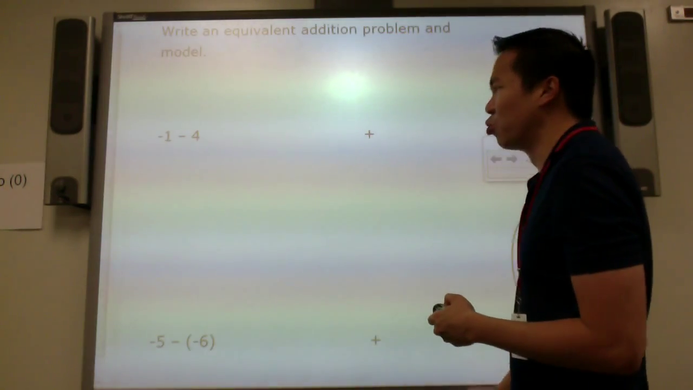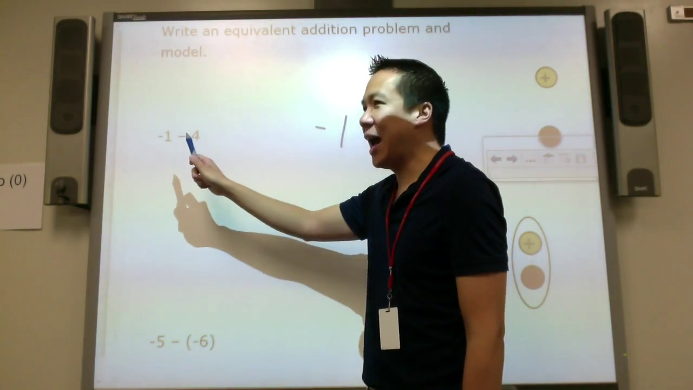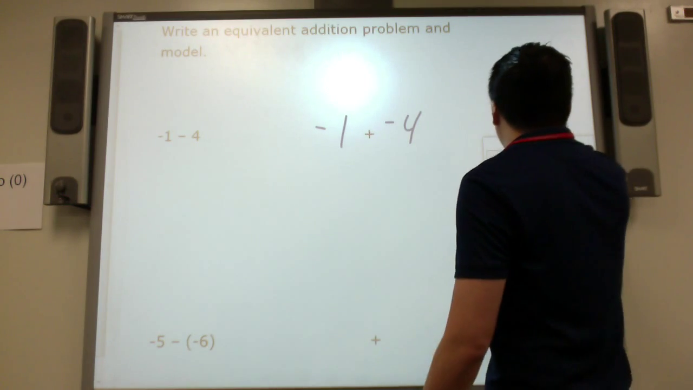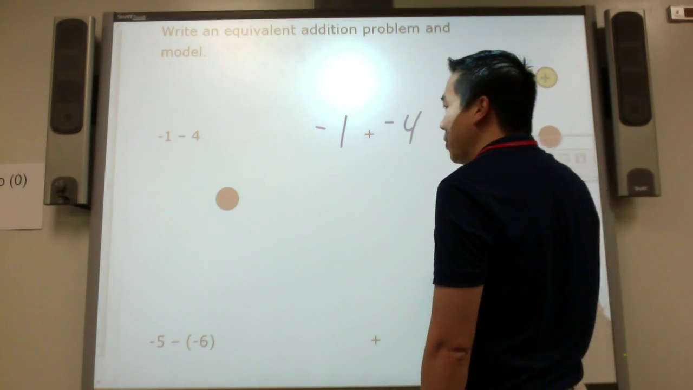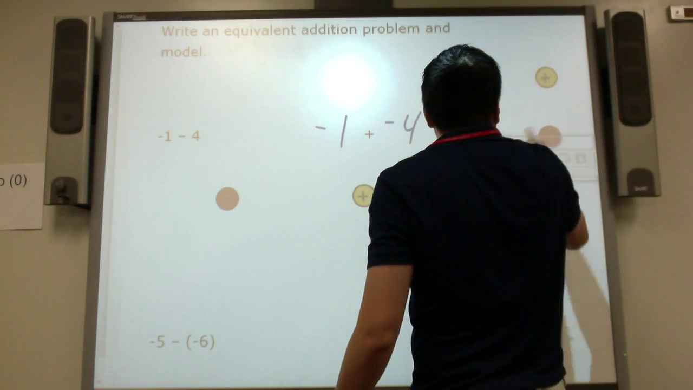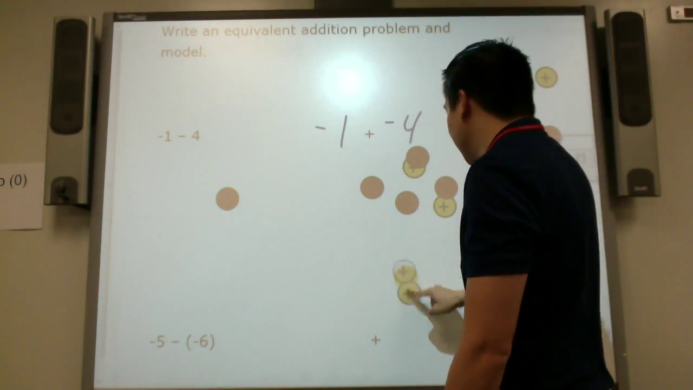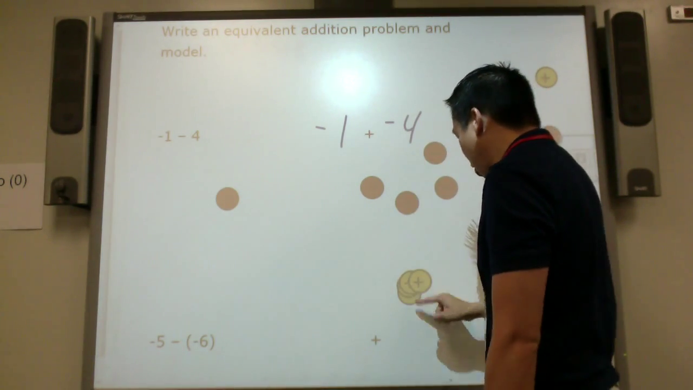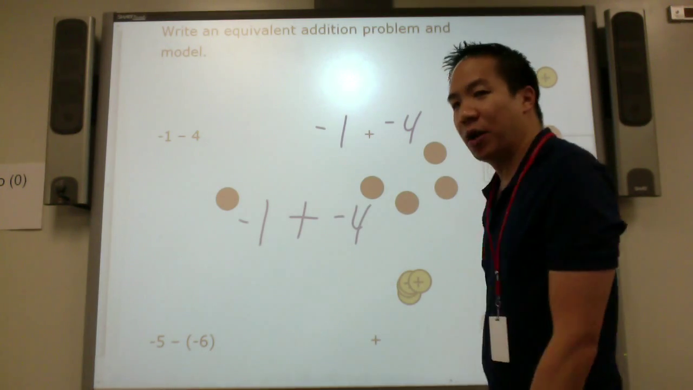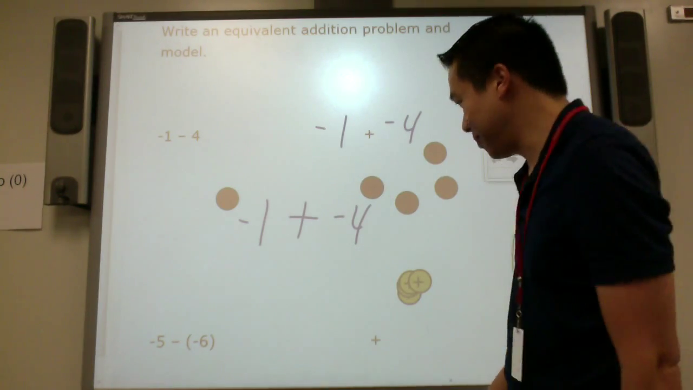So let's see if this really does work. Negative 1, add the opposite. Change that to adding. The opposite of 4 is negative 4. Let's prove that these are equivalent. I start with negative 1. I need to take away 4 positive. Again, how do you add 4 positive without changing its value? It's called a zero pair. Now I take away 4 positives. So I started with negative 1. I'm adding 4 negatives. Negative 1 plus negative 4 is negative 5. So it does work. Add the opposite.